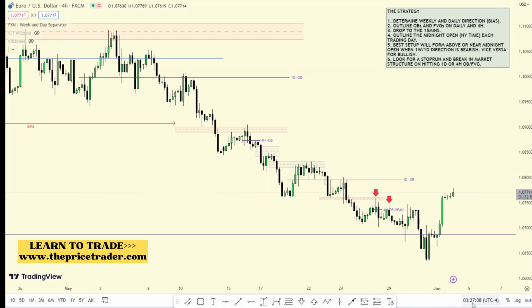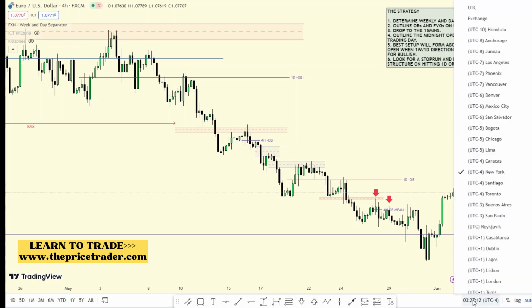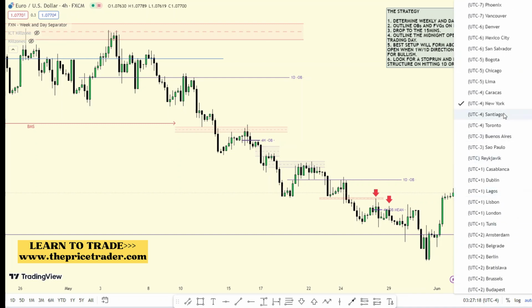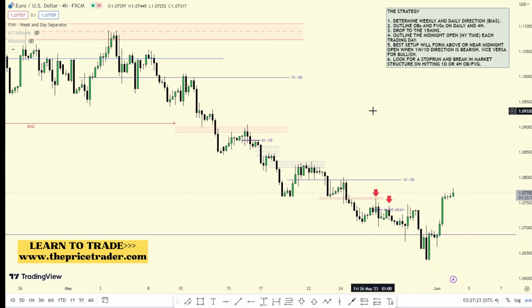When you go to TradingView, when you click that time zone, you'll see a lot of time zones indicated here. But what you want to do is select the New York time zone. So that's what I'll be using in this as the New York open, midnight open.